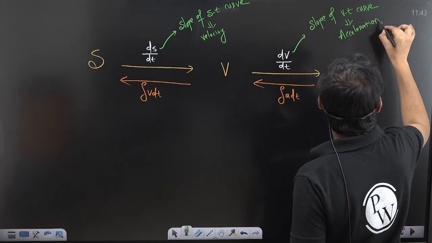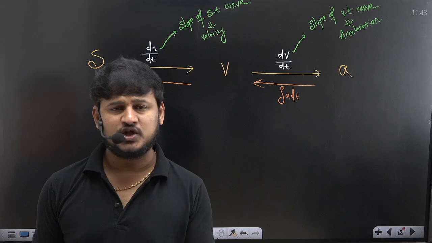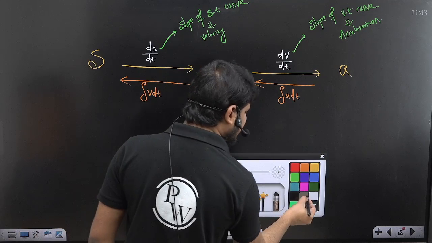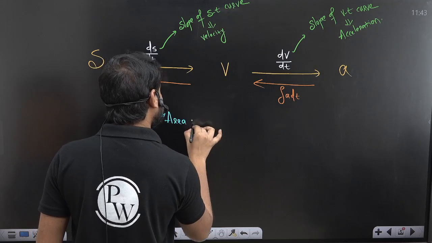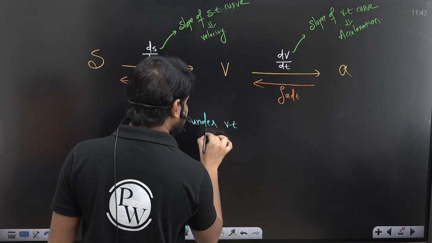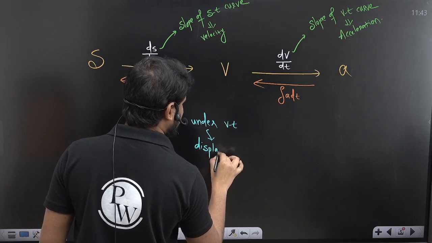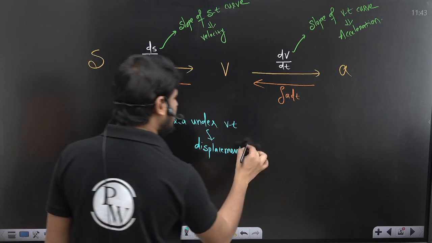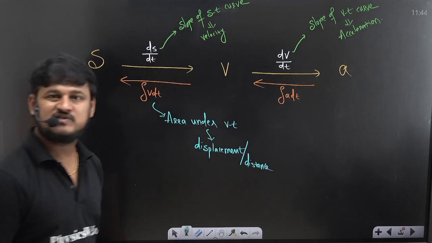Now the new part is, what is the meaning of integration? We have discussed in the basic maths that integration is nothing but the area under the curve. So the area under the vt curve, the area under the velocity time graph, results in the displacement, or if the body is moving in a straight line, we can say the distance also. When the body is moving in a straight line, the distance and displacement are both the same.